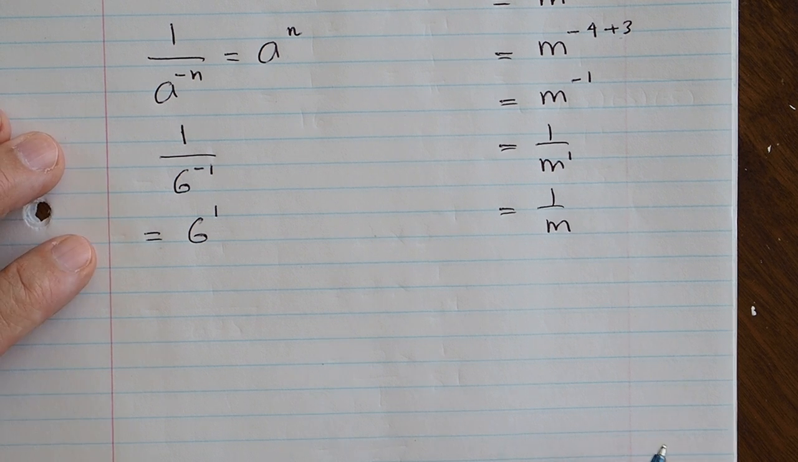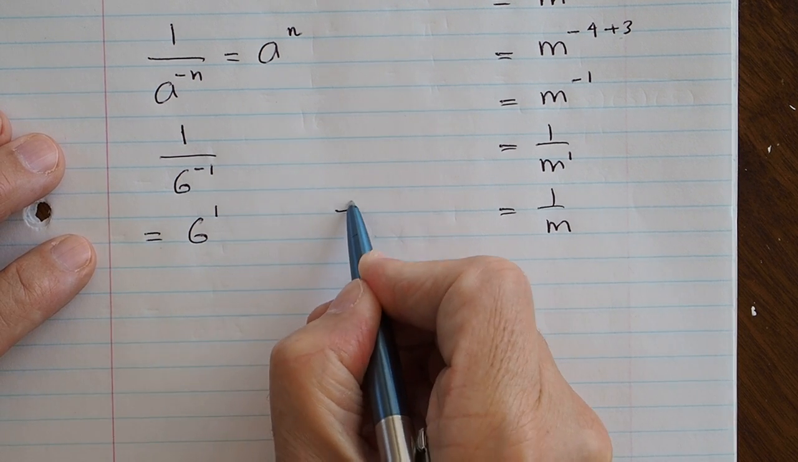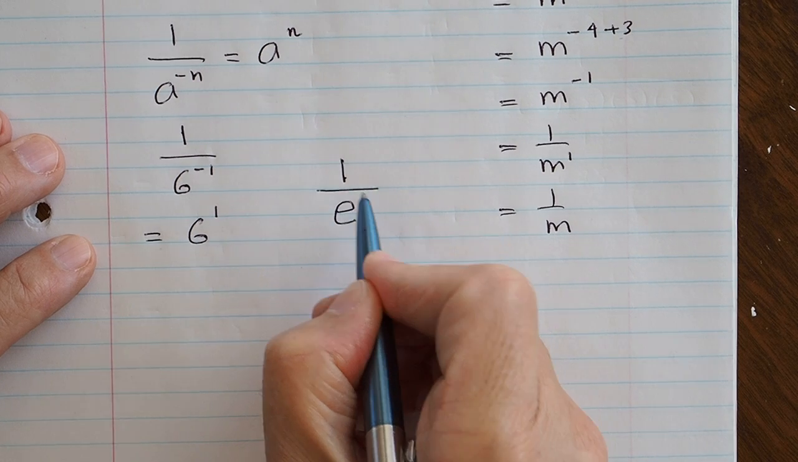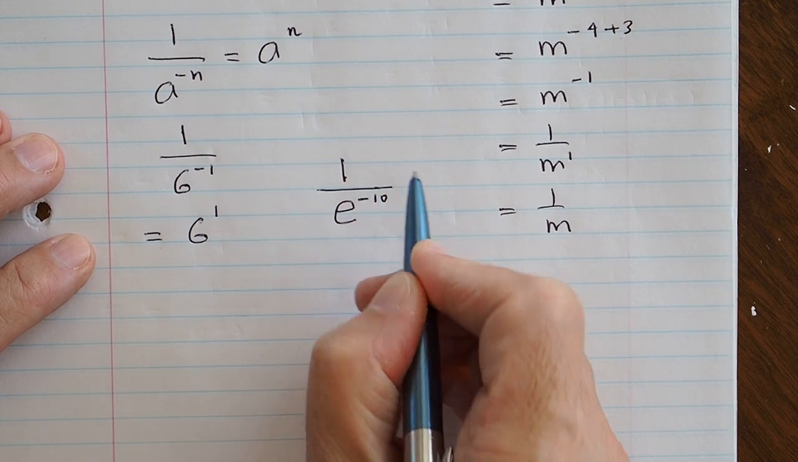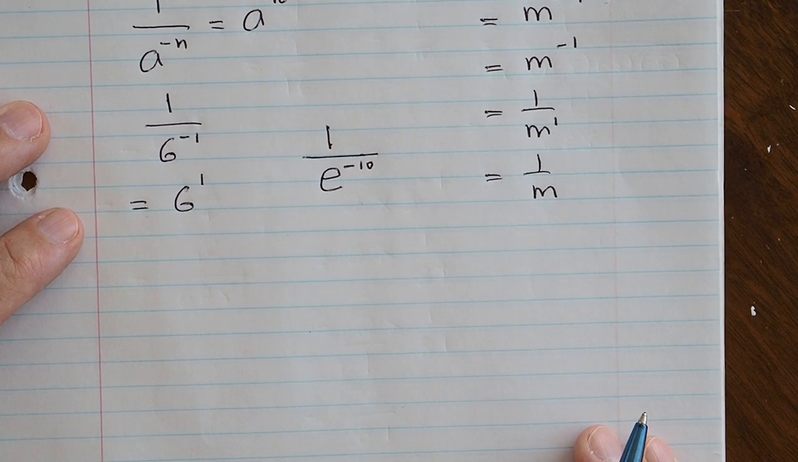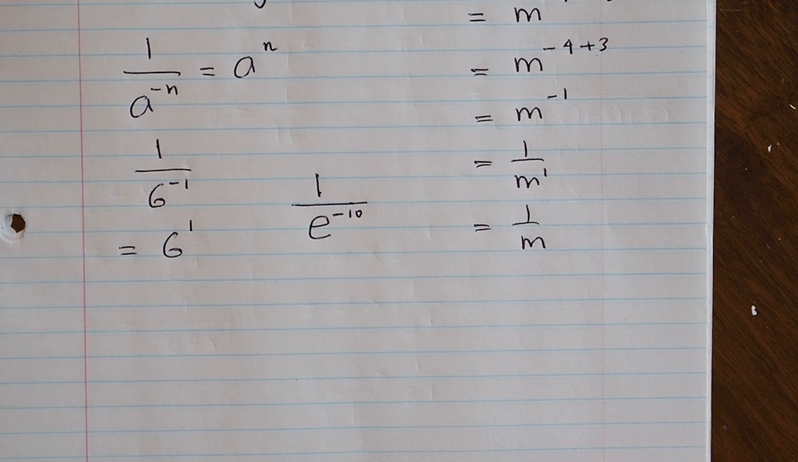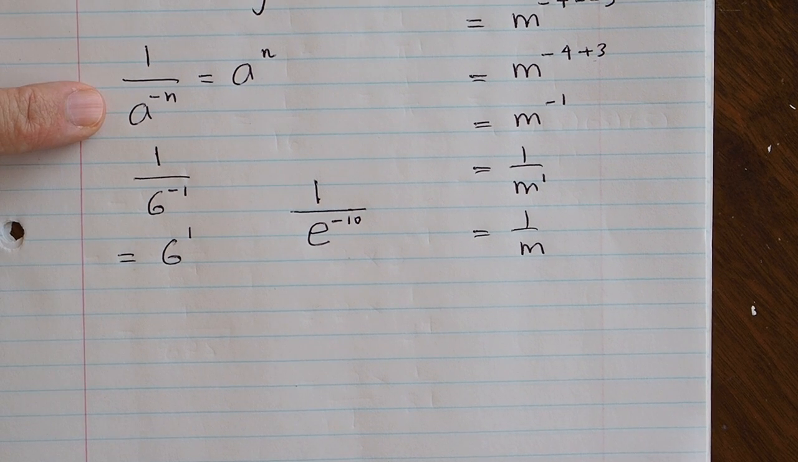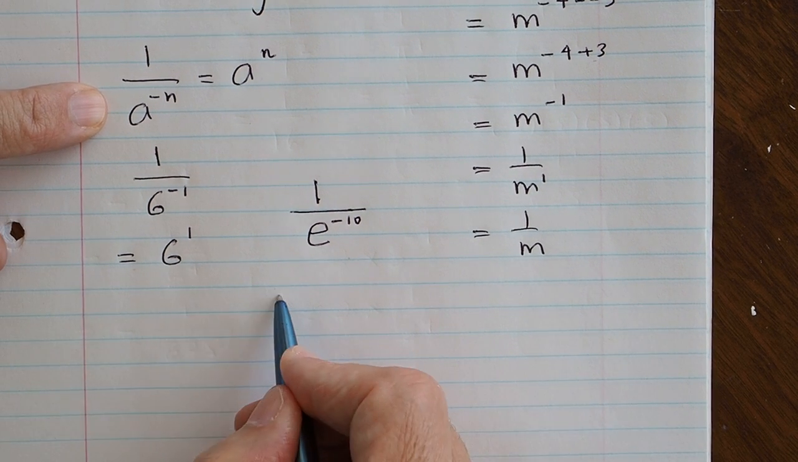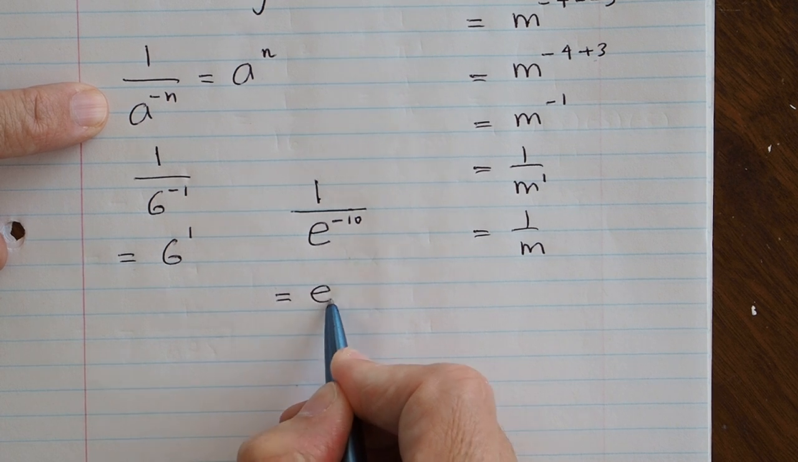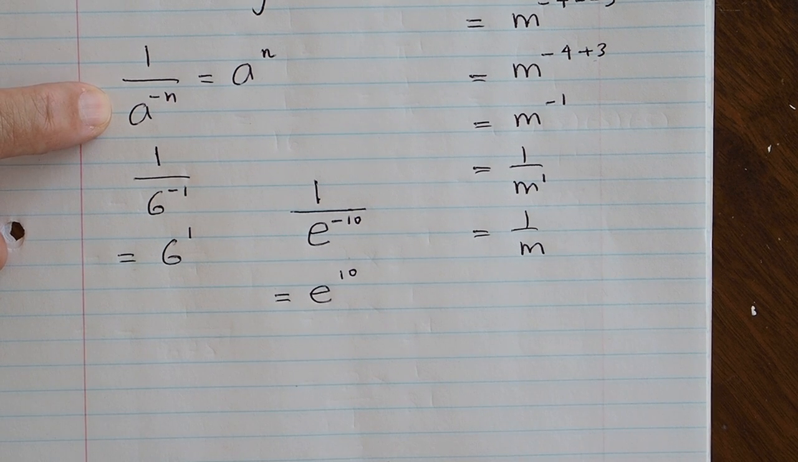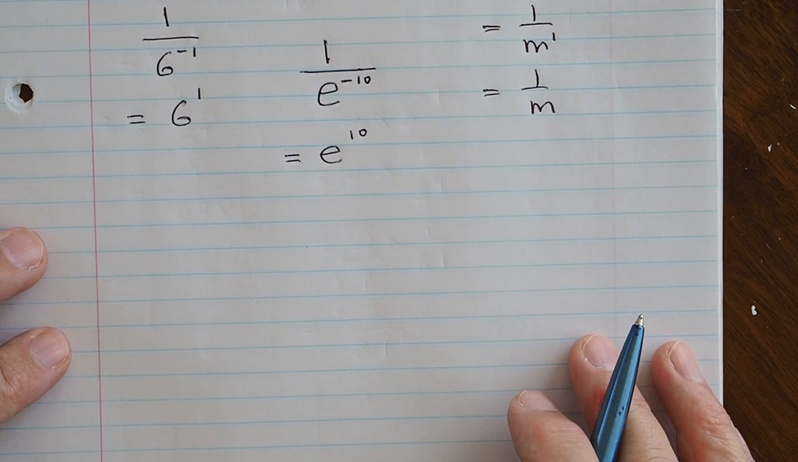Let's try this question next. 1 over e to the negative 10. So you do it the same way. I'll try to keep this power rule in the picture as long as possible. And this would become simply e to the positive 10. It's that fast. Let's complicate it slightly now, just a little bit.